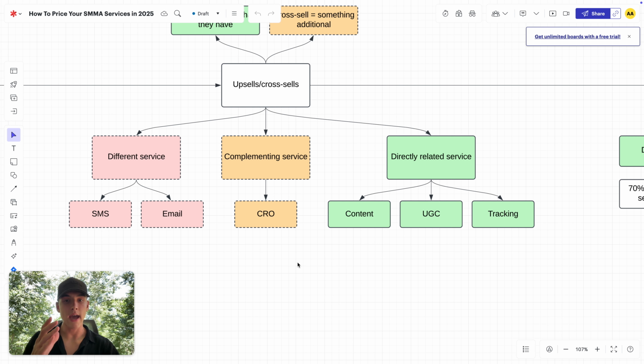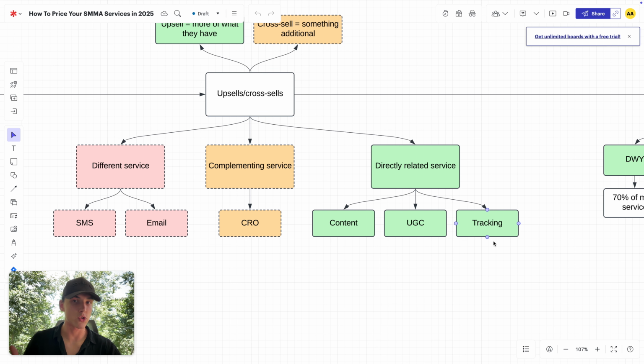So I recommend having a directly related service that directly impacts the main service that you are offering. So in a paid ads agency, that could, for example, be content, so you can upsell them on content. If you are doing media buying, say we're going to produce your content as well for 2-3K a month, you can offer UGC, which is user generated content, a specific type of content, but I put it in its own bucket. Or you could, for example, offer tracking. So conversion tracking, super important for paid ads. You could offer that as an additional service to your existing clients.